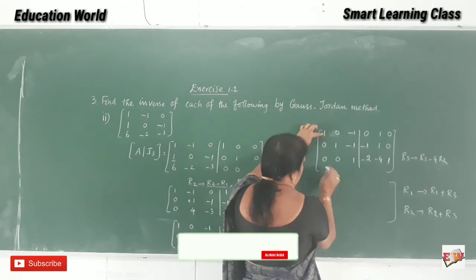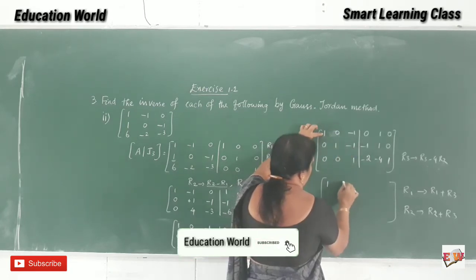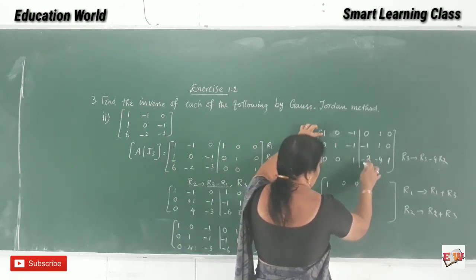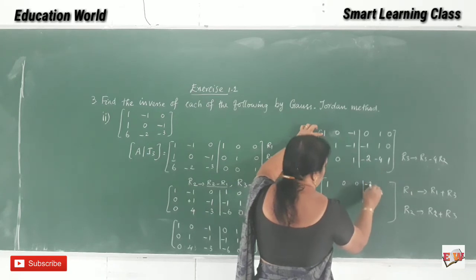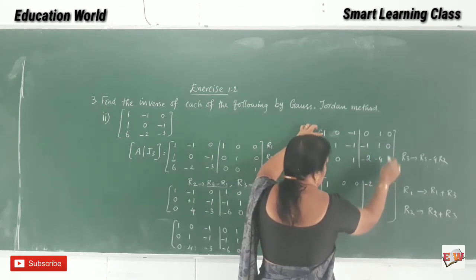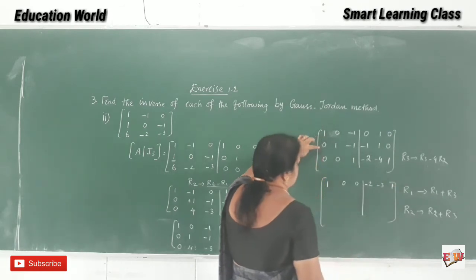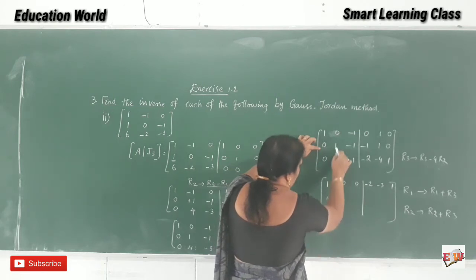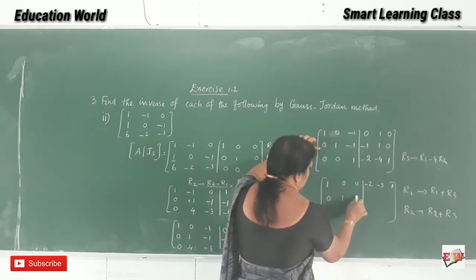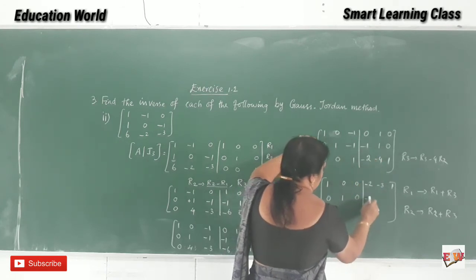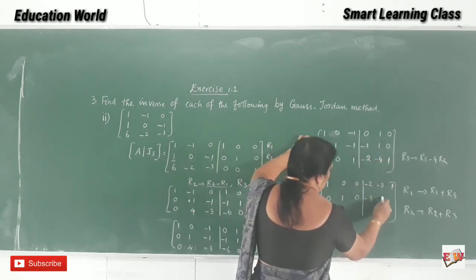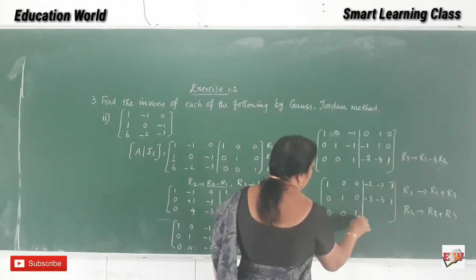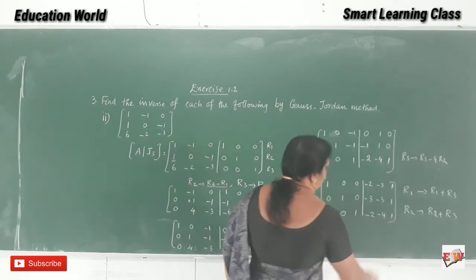See, R1 plus R3: 1 plus 0, 1; 0 plus 0, 0; minus 1 plus 1, 0. Like the same, 0 plus minus 2, minus 2; 1 minus 4, minus 3; 0 plus 1, 1. Next step, R2 plus R3: 0 plus 0, 0; 1 plus 0, 1; minus 1 plus 1, 0. Here minus 1 plus minus 2, minus 3; 1 minus 4, minus 3; 0 plus 1, 1. Next step, 0, 0, 1 and minus 2, minus 4, 1.